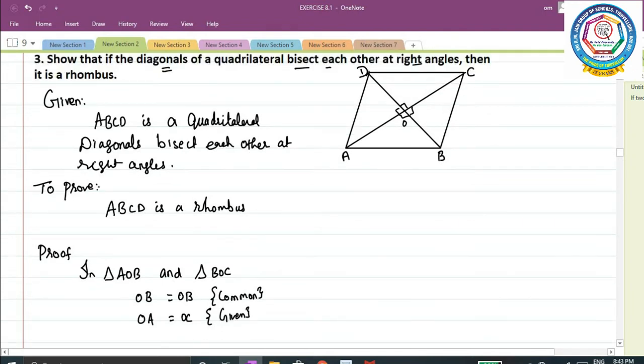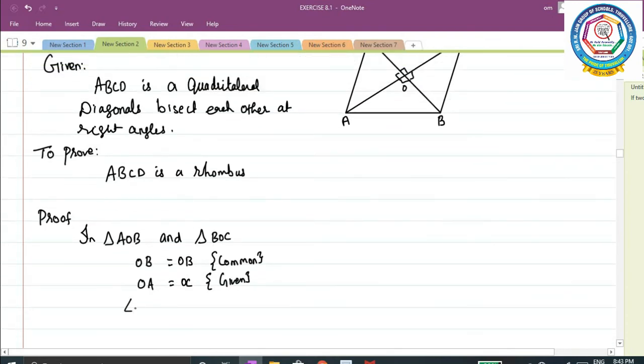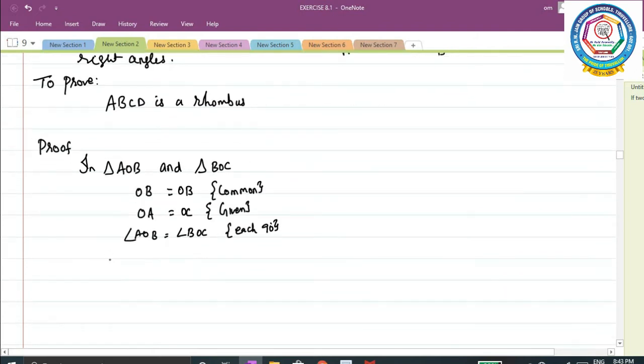Then diagonals bisect at right angles. Right angle is 90 degrees. Therefore, angle AOB equal to angle BOC, each 90 degrees. Here what congruence is coming? Side angle side. So by SAS congruence, therefore triangle AOB is congruent to triangle BOC.